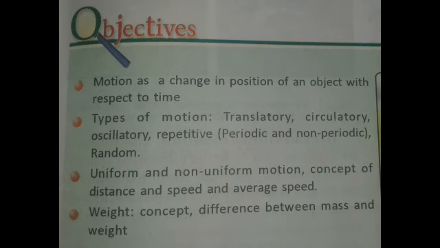Let's start with Physics Chapter 2, Motion. In this chapter, we are going to learn about motion as a change in position of an object with respect to time. Types of motion, that is translatory, circulatory, oscillatory, repetitive, periodic and non-periodic, and random motion.